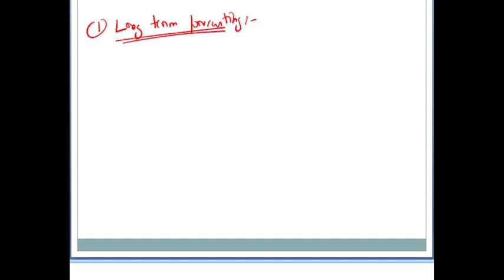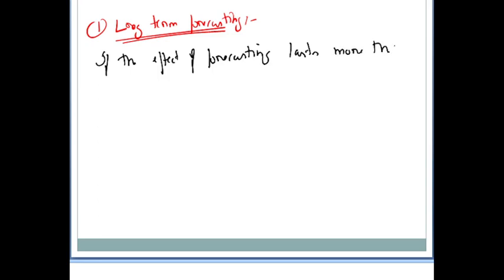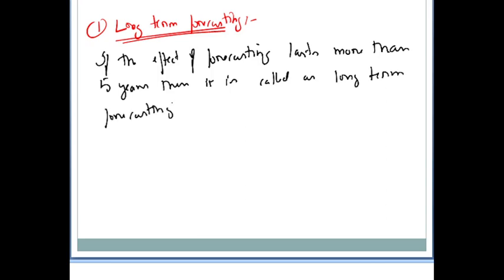Okay, let's study about the long-term forecasting. If the effect of the forecasting lasts more than 5 years, then it is called long-term forecasting. What is long-term forecasting? If the effect of forecasting lasts more than 5 years, then it is called long-term forecasting.